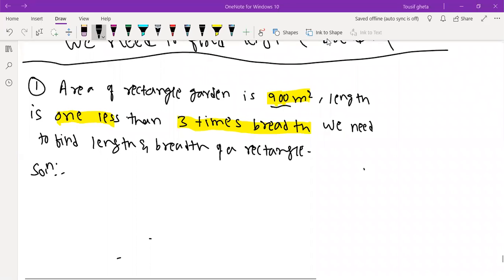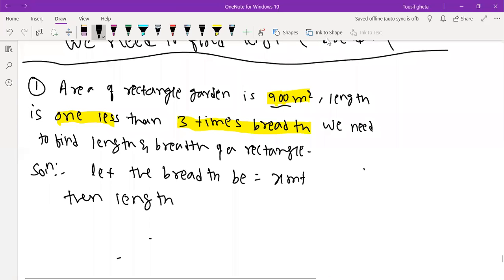The area of a rectangular garden is 900 square meters. The length is 1 less than 3 times the breadth. So we should assume, let the breadth be x meters. Then what will be the length? They gave that the length is 1 less than 3 times the breadth. So this is 3 times the breadth, 1 less. Okay, this is what the length is.